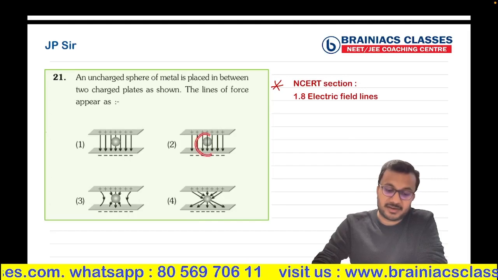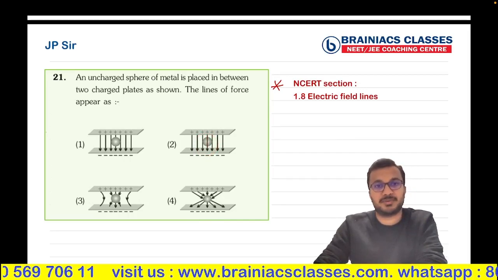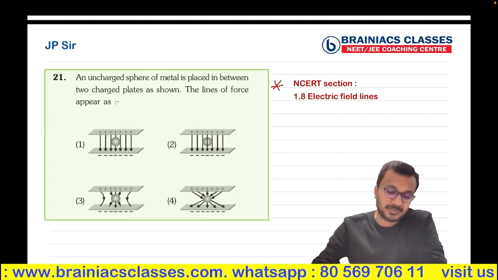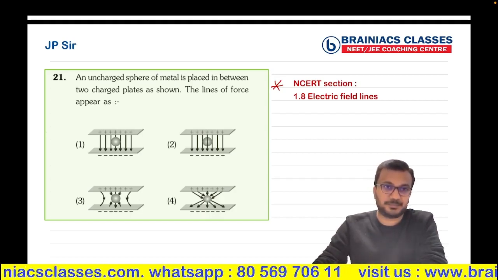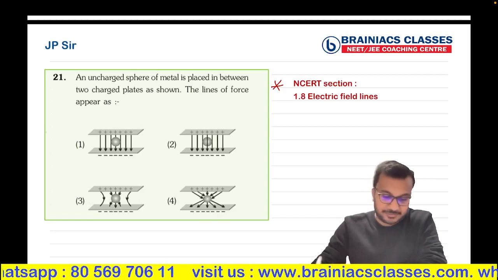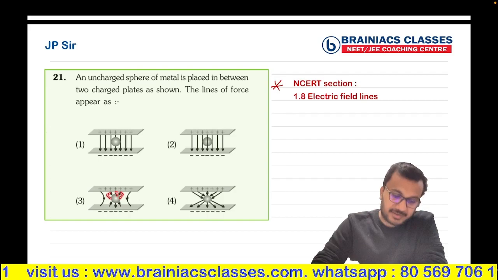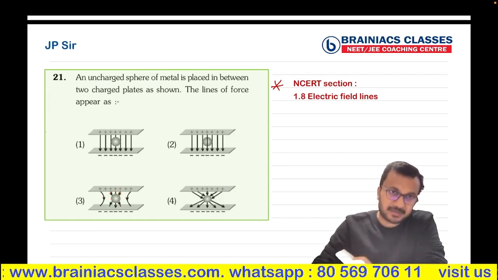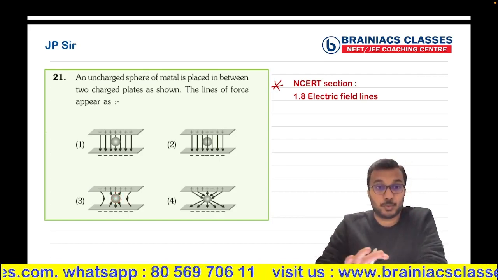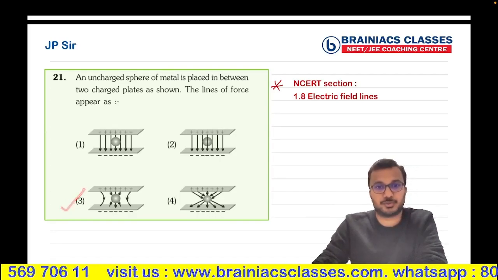Here you can see in the second diagram, electric field lines are passing through the sphere here. This is the problem here. This makes this option an incorrect option. Look at the third diagram. Electric field lines are continuous. Electric field lines are perpendicular to the surface. So here is a surface. It's 90 degrees, 90 degrees, 90 degrees. Everywhere it is 90 degrees, correct? And it is not passing through the inside of the sphere. Inside the sphere, there are no electric field lines. So this is the correct option for this question.